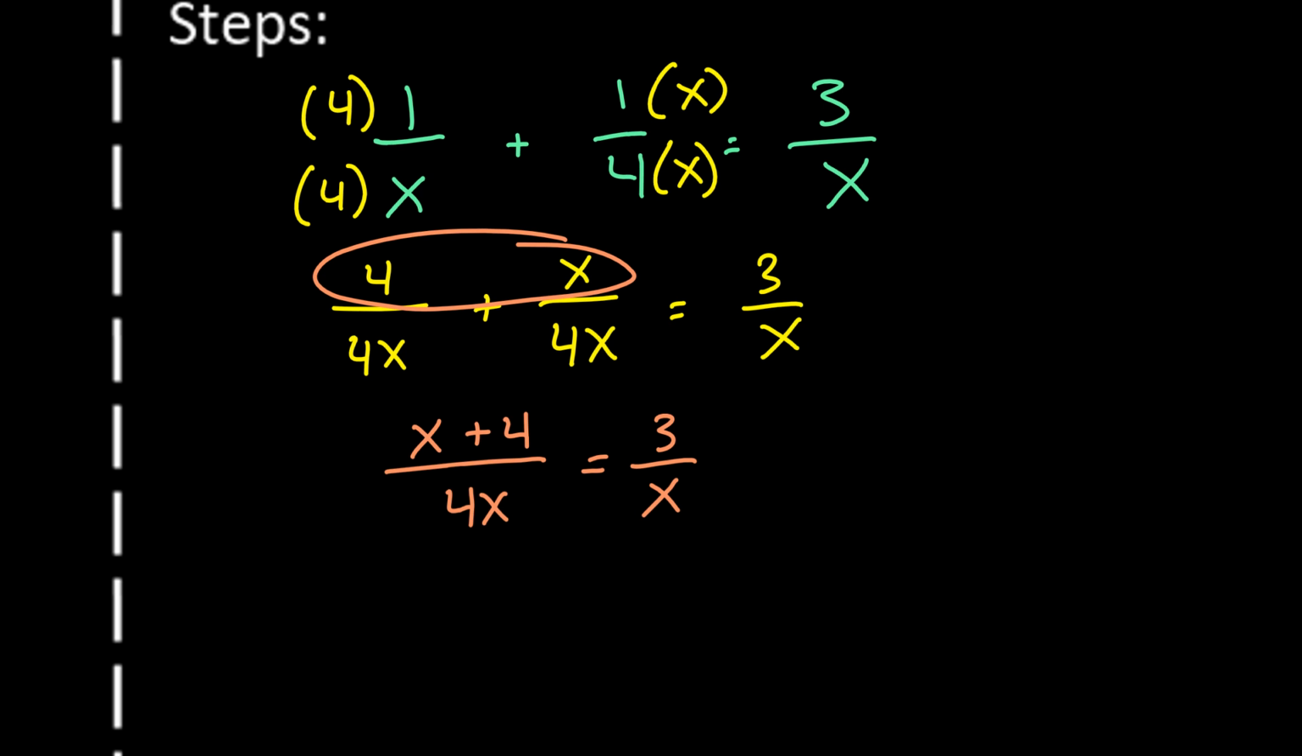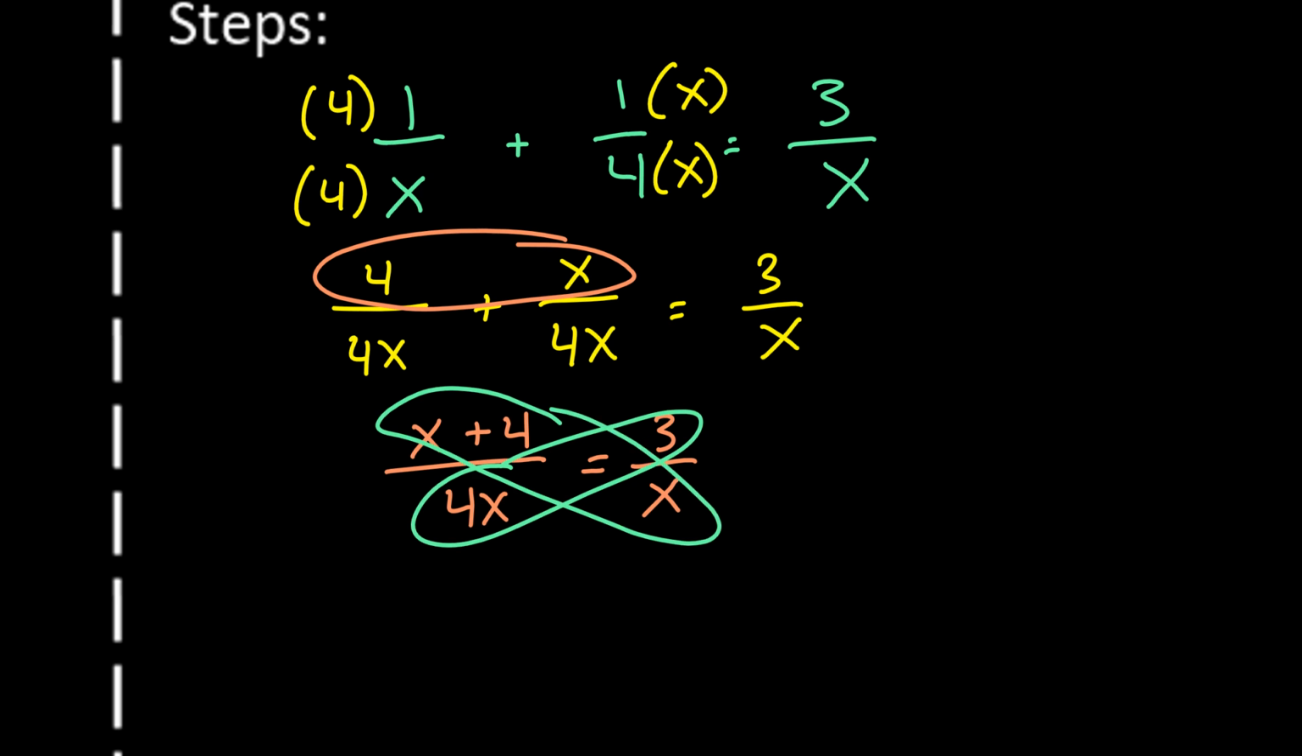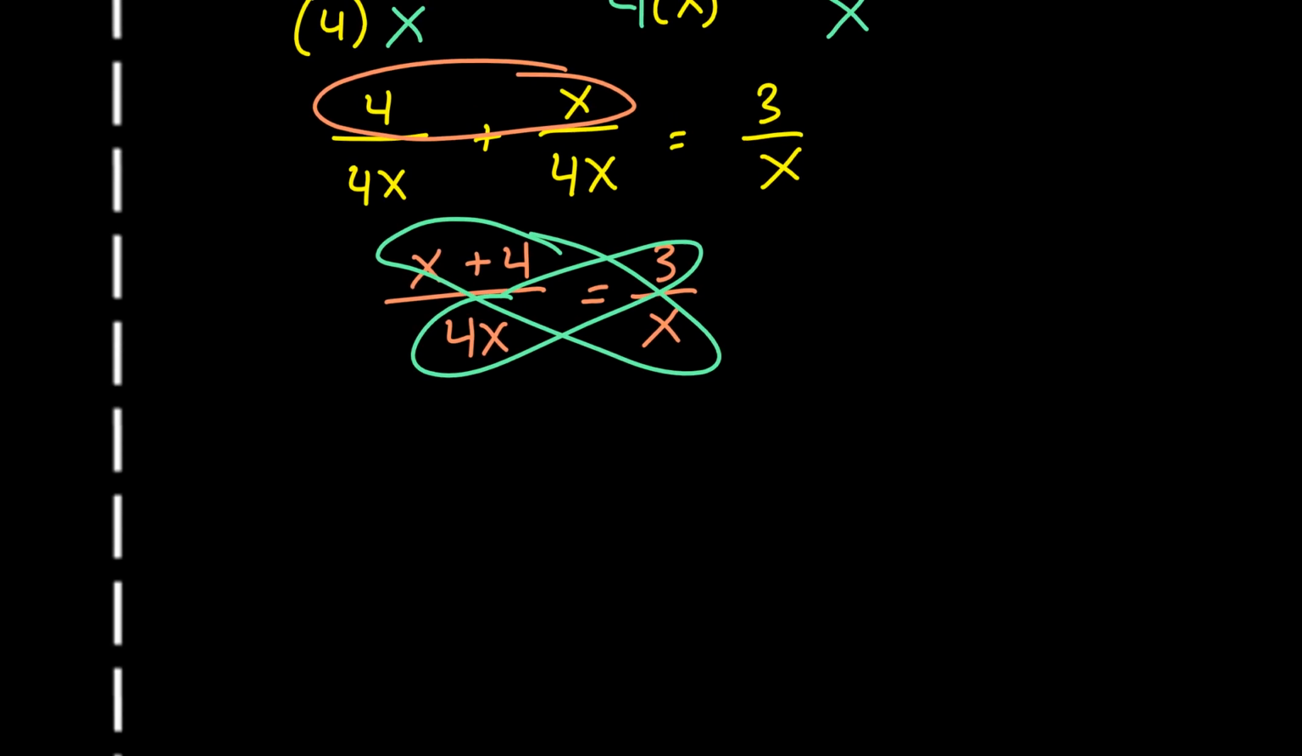Now what? Multiply by x. Okay. Right. We have a rational set equal to a rational. How do we solve when we have an equal sign between two rationals? Cross multiply. So we have 4x times 3 and x times x plus 4. So 4x times 3 is 12x, equals, this is going to be x squared plus 4x.